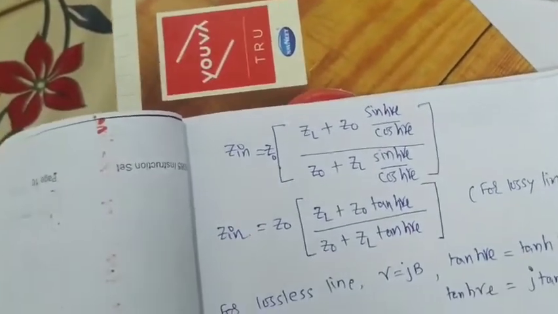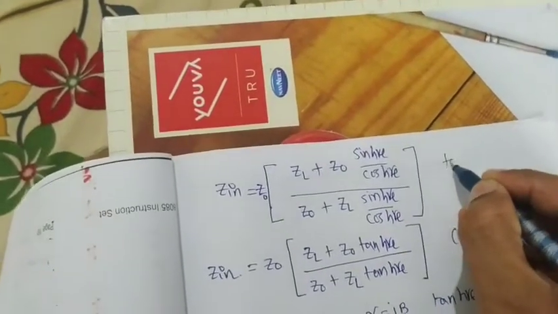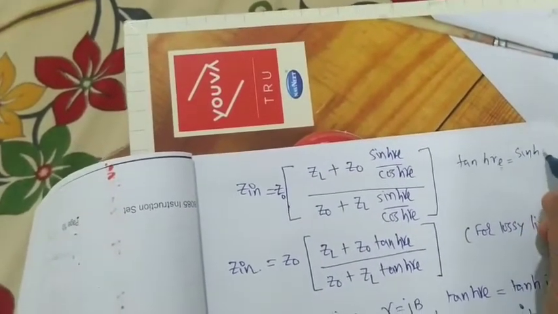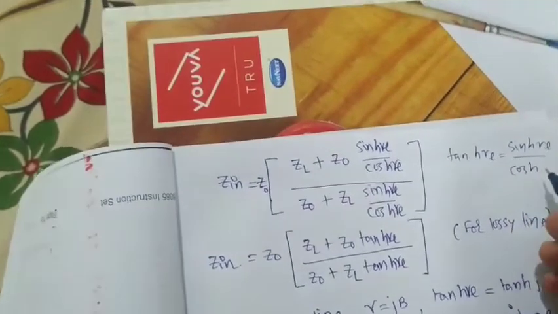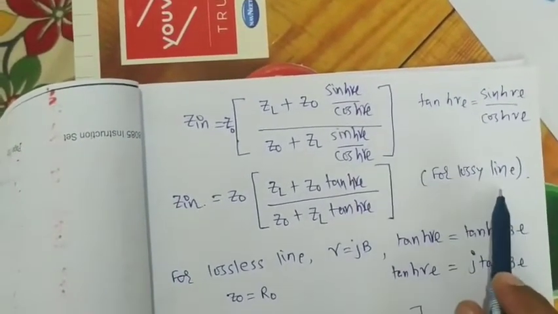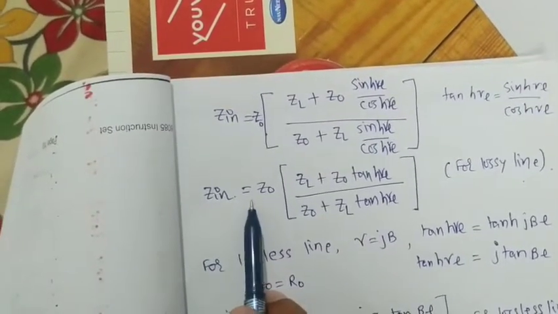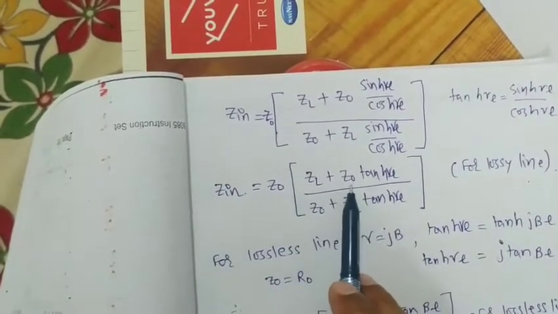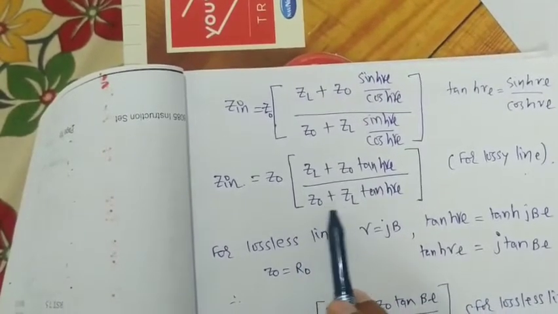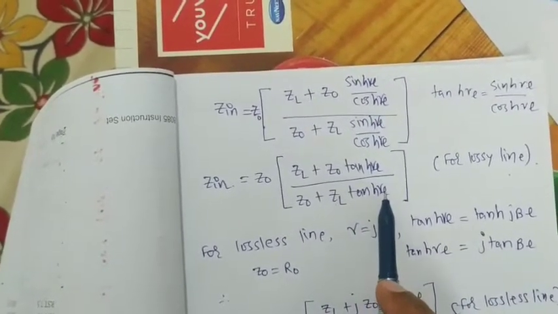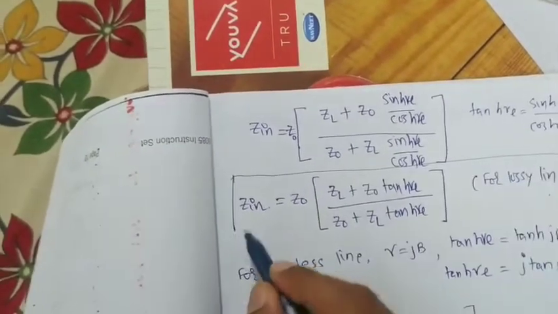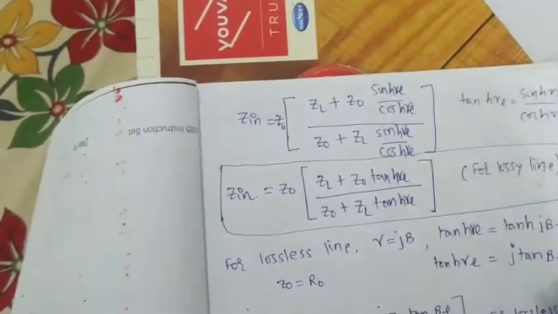We also now know that tanh gamma L is nothing but sinh gamma L divided by cosh gamma L. So ultimately we will get, for a lossy line, the input impedance Zin equals Z0 in bracket ZL plus Z0 tanh gamma L divided by Z0 plus ZL tanh gamma L. So this is the final equation that all of you have to remember for a lossy line.